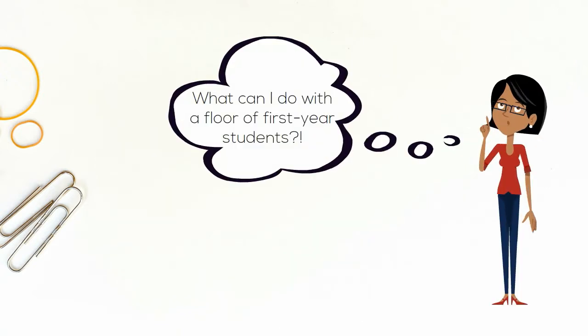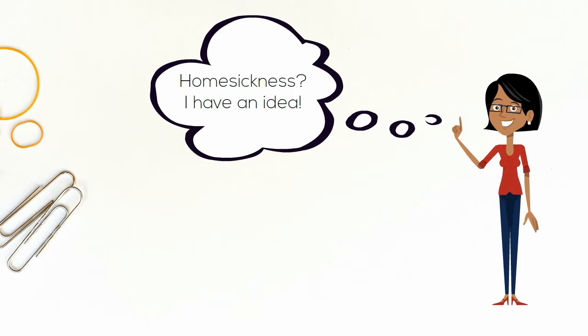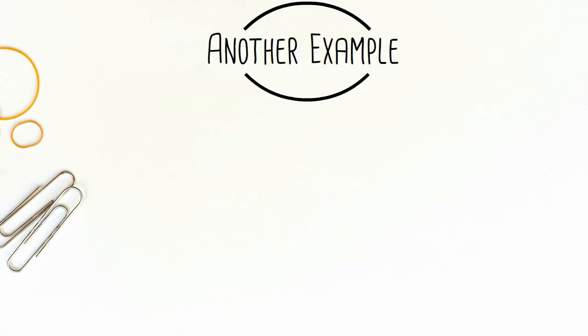For instance, let's say that your floor is made up of all first-year students. You know that during the first 6 weeks, you're probably going to need to focus on the issue of homesickness, which falls underneath the wellness objective. You might then decide the best way to fulfill this objective is create a bulletin board on homesickness, which includes information on the counseling center.